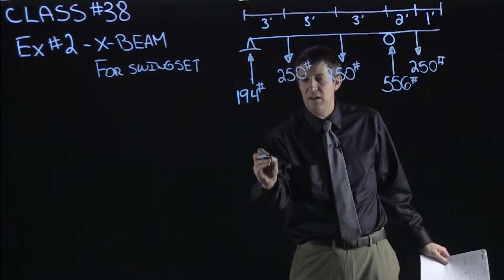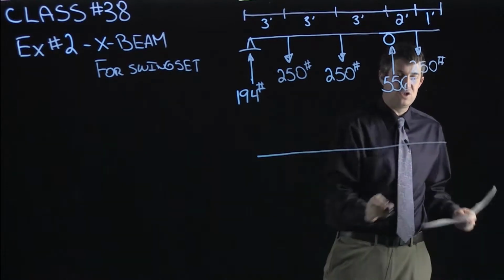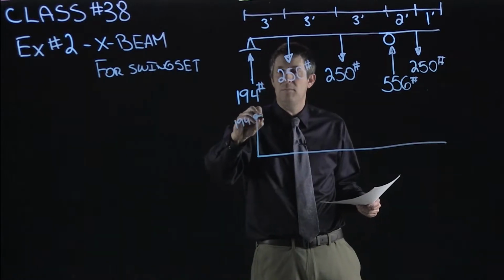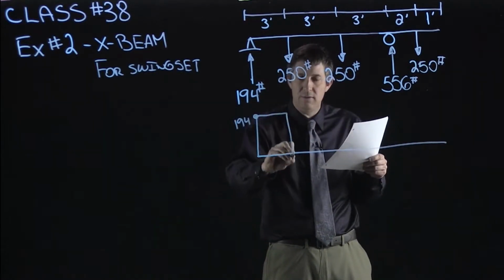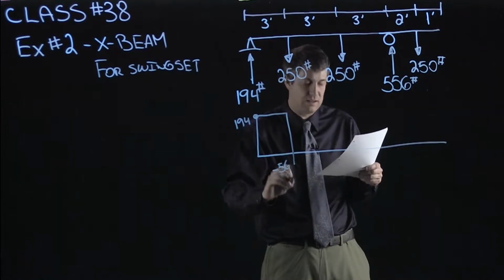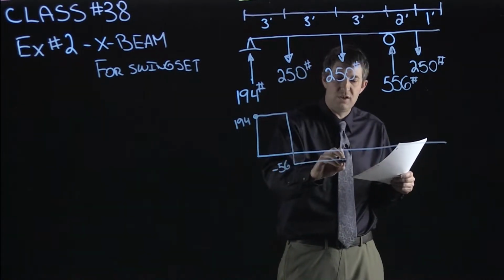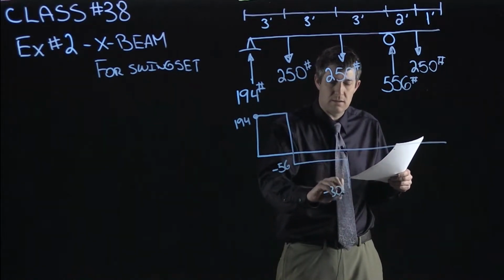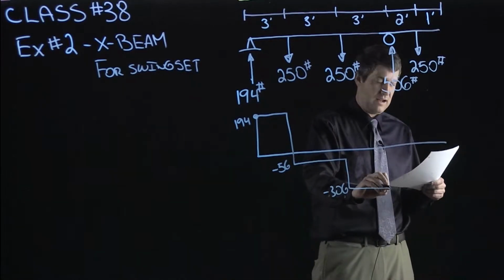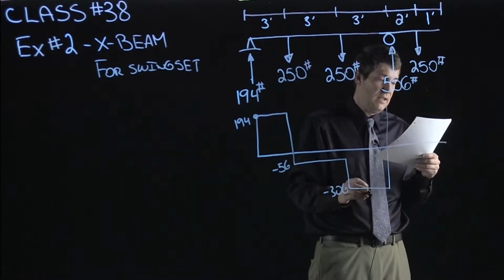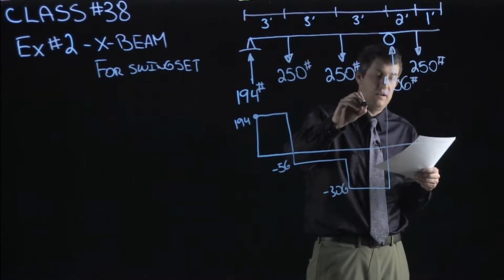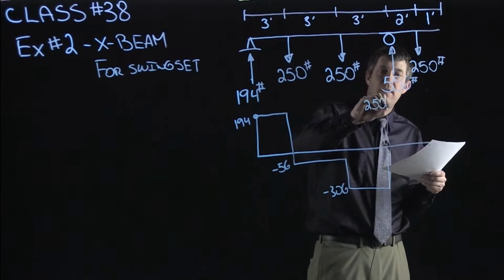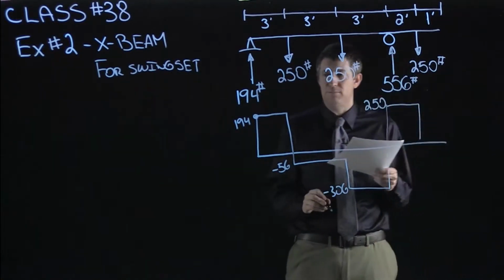So let's go ahead and draw our shear diagram. So I'm going to go up to 194. Going to go across. I'm going to go down to minus 56. Continue over. I'm going to go down to minus 306. I'm going to go over. Then all of a sudden, I have a positive shear, a jump, and that's going to bring me to 125. It's going to bring me to 250, and it's going to go over, and it's going to go down.